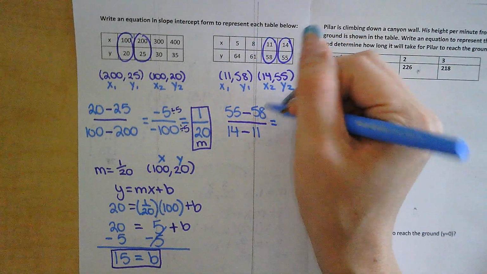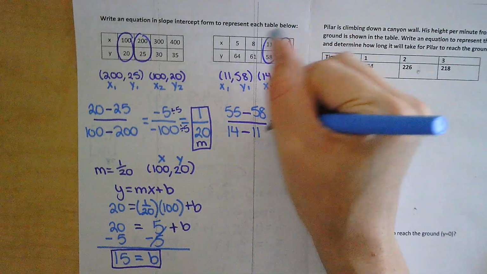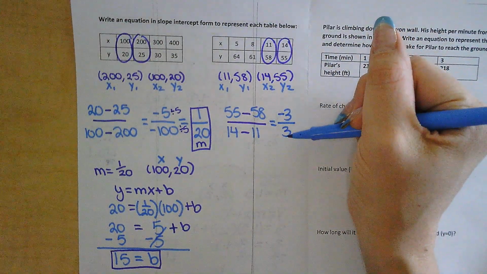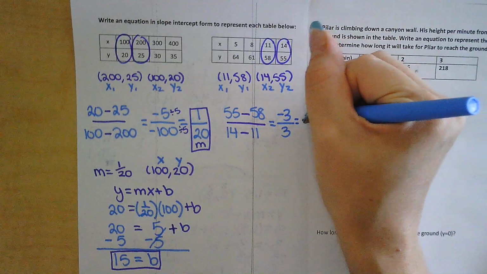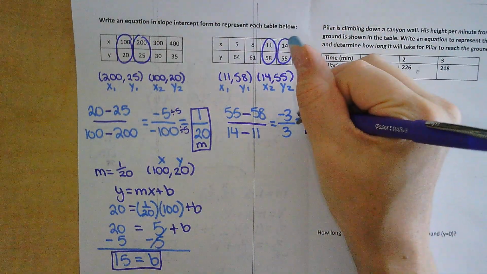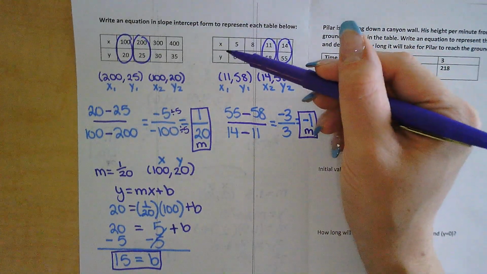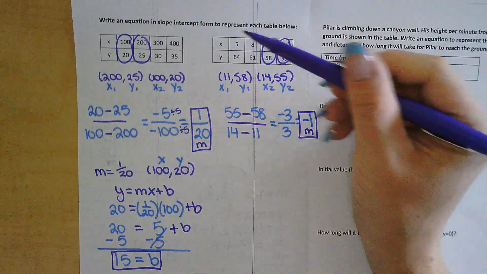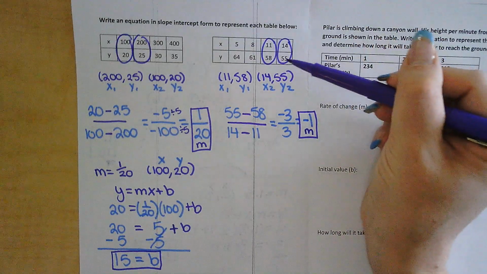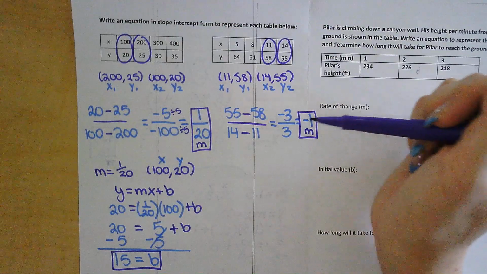55 minus 58 is negative 3, and 14 minus 11 is positive 3. And negative 3 divided by positive 3 is negative 1. So my slope is negative 1. And I can tell that it's a negative rate of change because as the x values increase on this one, the y values are going down. That's the first example we've seen today of that. So that's why my slope is negative.